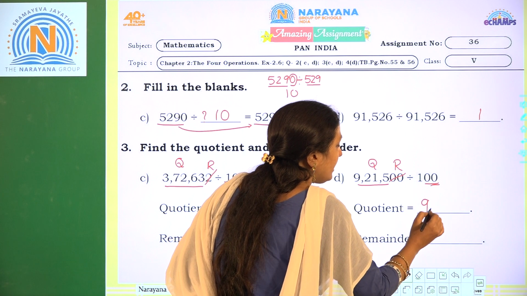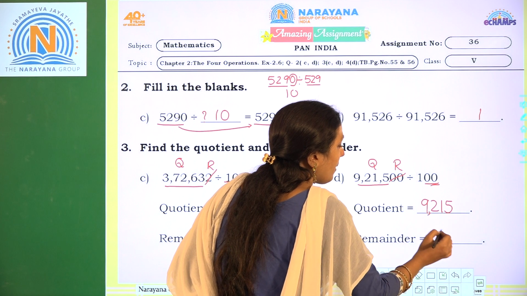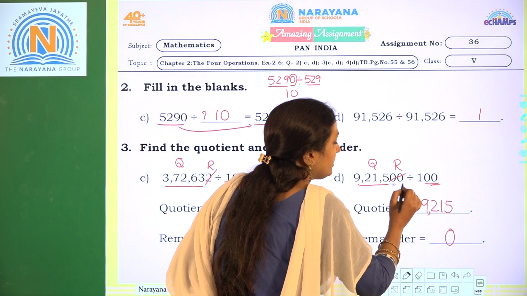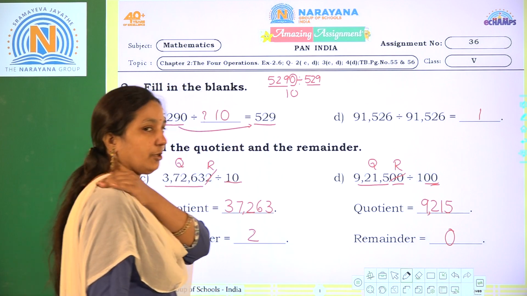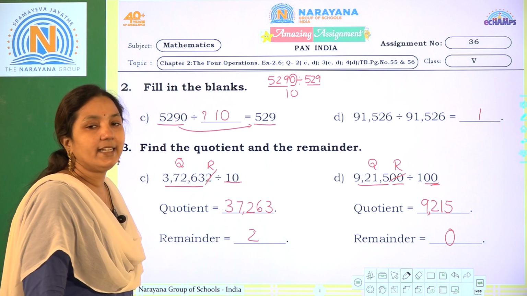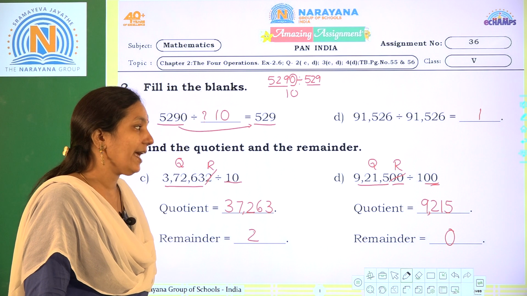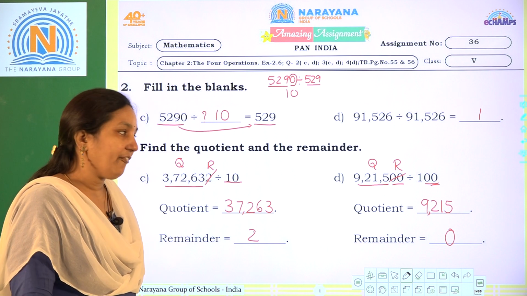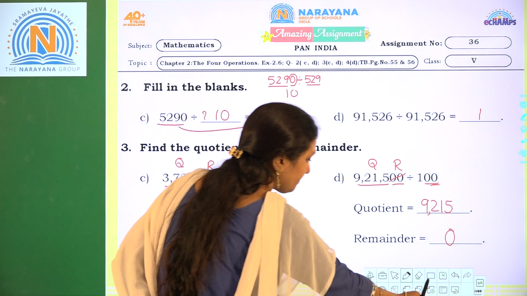So the quotient is 9,250 and the remainder is 0. Here zeros are there, so we can write the remainder as 0. While dividing 9,21,500 by 100, you will get quotient as 9,250 and the remainder as 0. Coming to next one.